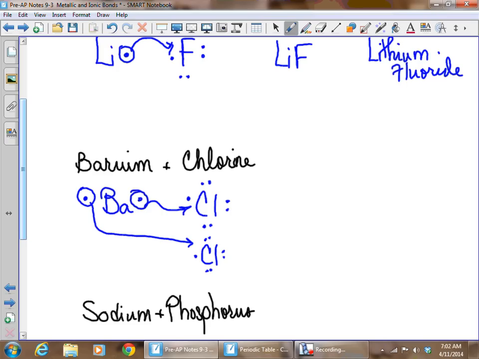So what does that mean for the formula? Well, for every barium, it takes 2 chlorines to satisfy it. So the formula is going to be BaCl2. And we get the compound barium chloride.